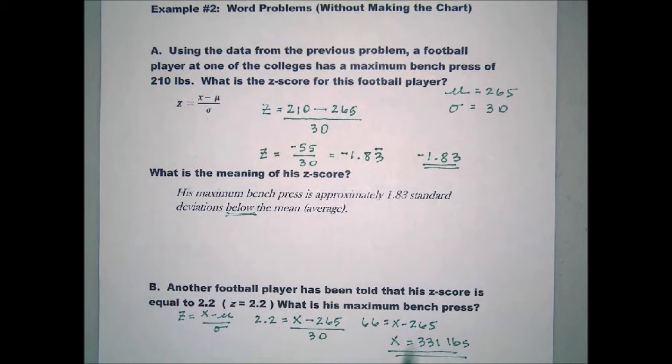Now, there's a lot of questions that follow this format on worksheet 4, but they all, like I said, follow the same format. It's just a lot of practice of the same thing.